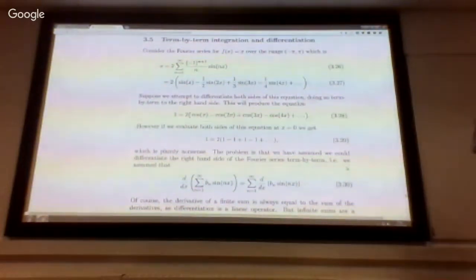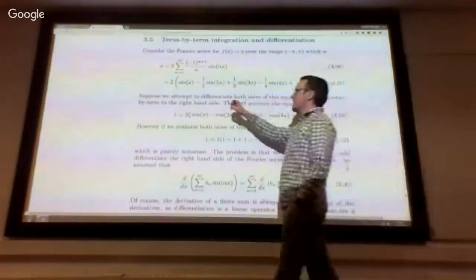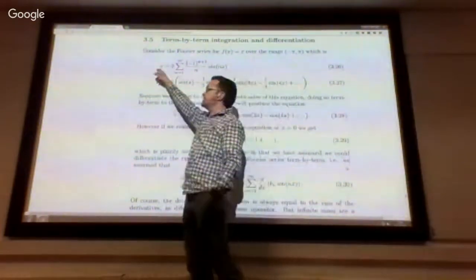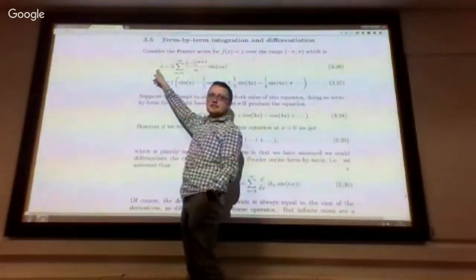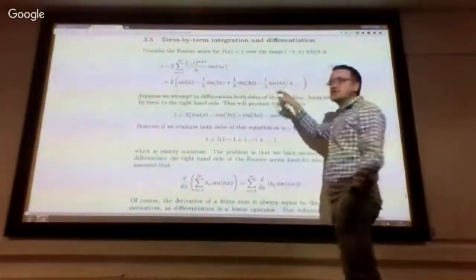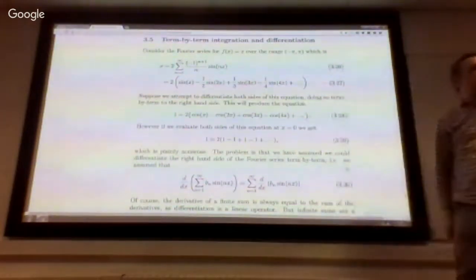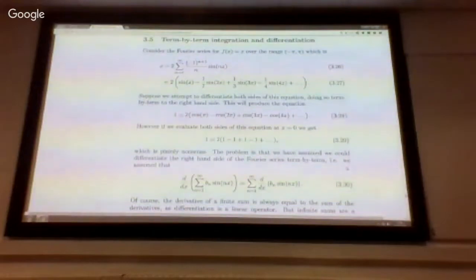Now, one thing we might do is this: on either side of this equation we've got two functions of x. On the left-hand side is the quantity x, a fairly simple function, but there's an infinite series of sine functions on the right-hand side. We're going to attempt to differentiate the equation, taking the derivative of the left-hand side and equating it to the derivative of the right-hand side. If the two functions are equal, their derivatives should be equal.